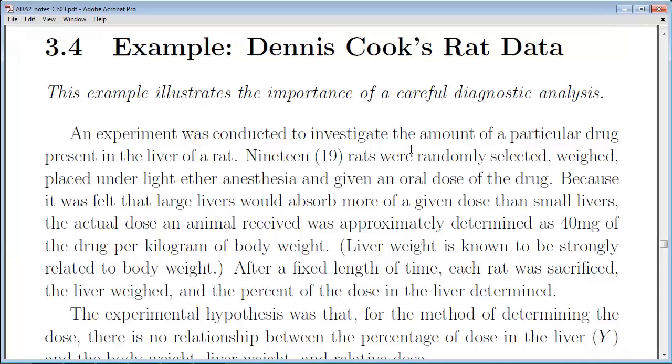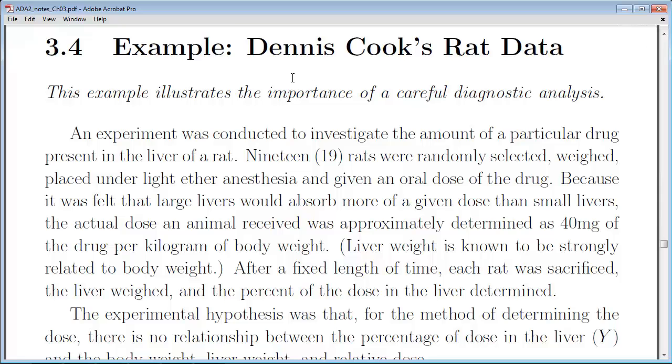So Dennis Cook, you'll know from Cook's Distance. He's a professor of statistics at the University of Minnesota, and this is for me a beautiful example about how important careful diagnostic analysis of regression models is, and how easily a person can be misled by their results if they do not perform model diagnostics.